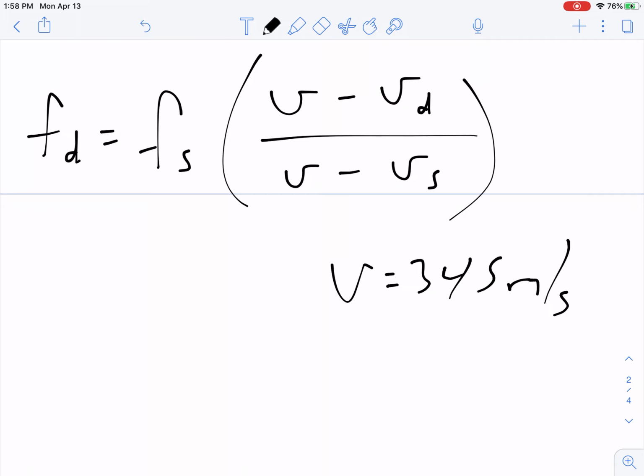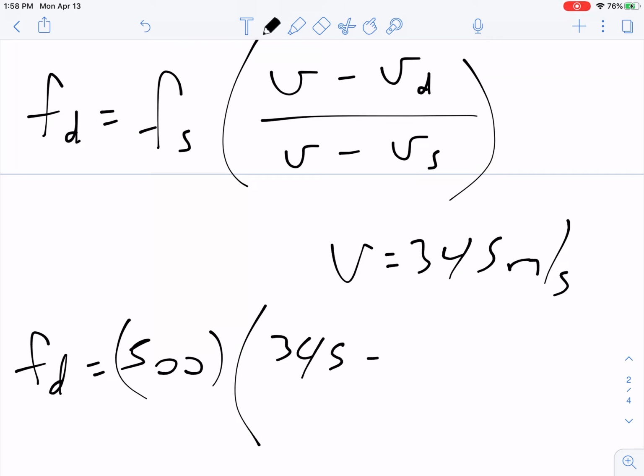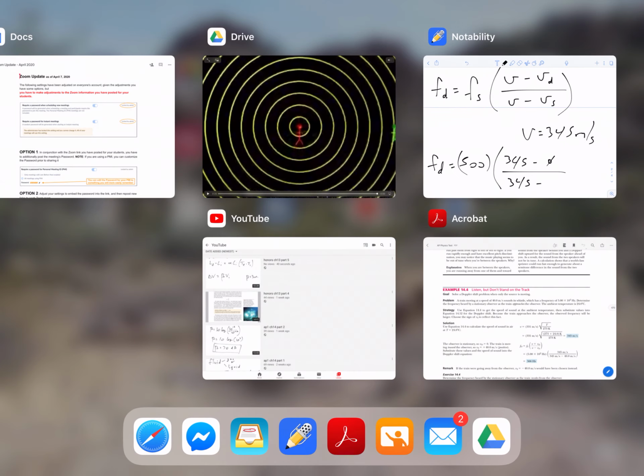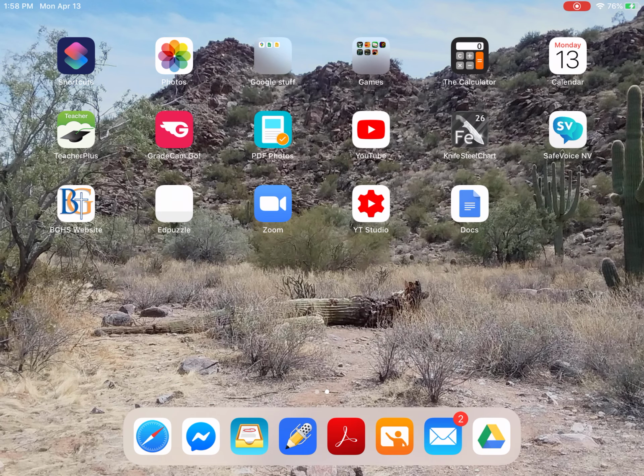So we want to calculate the frequency heard by the detector. So the frequency heard by the detector is going to be the frequency of the source, which is 500, times the velocity of sound, 345, minus the velocity of the detector, which we were told was 0, over the speed of sound, 345, minus the velocity of the source. Well, what direction is the source traveling? The train is moving at 40 meters per second towards the station. The observer is at the station, so the source is moving towards the observer, right?